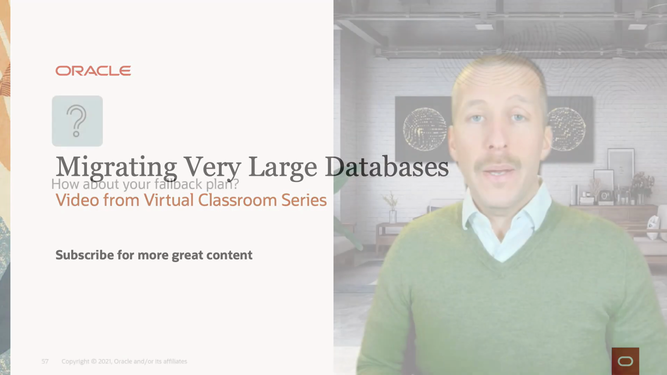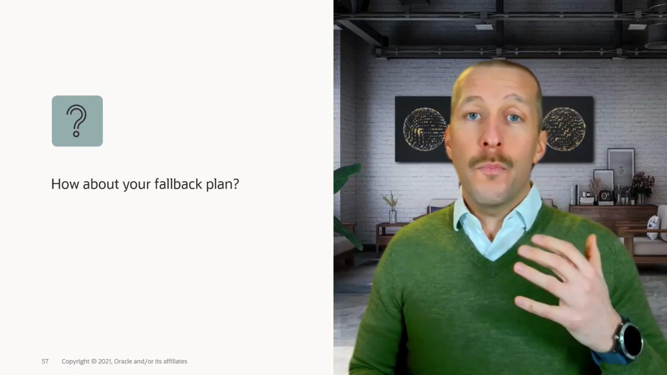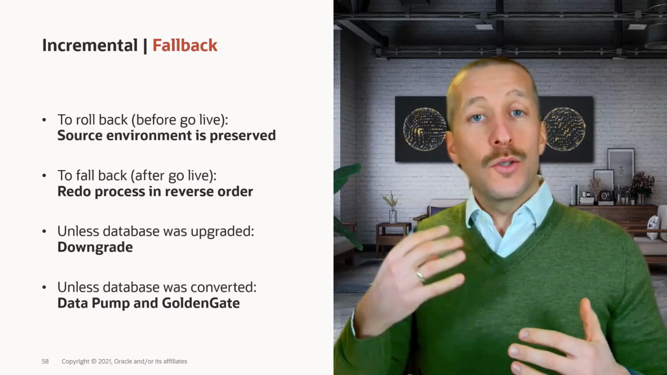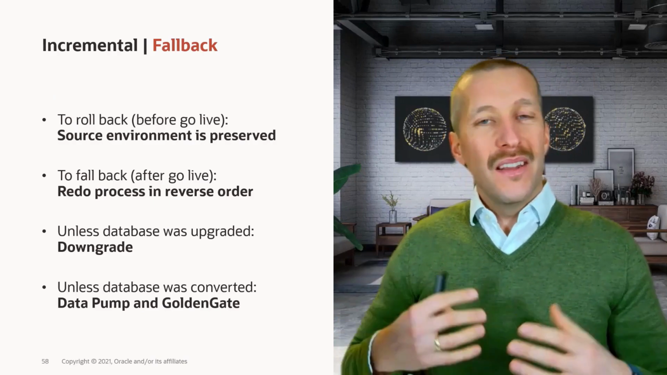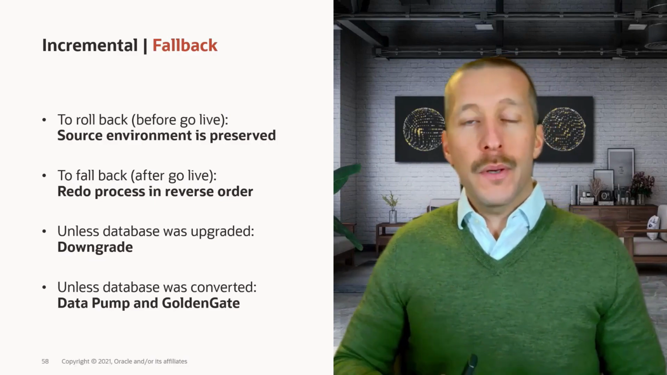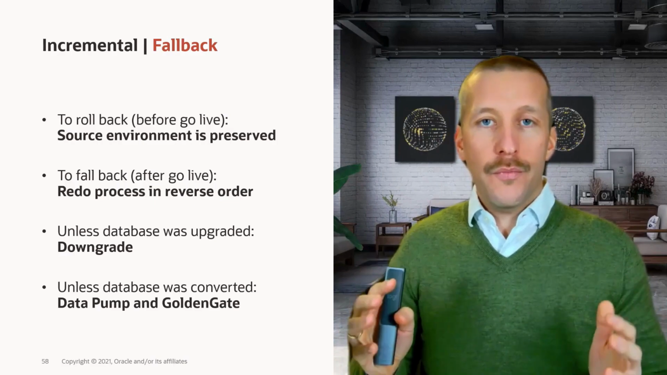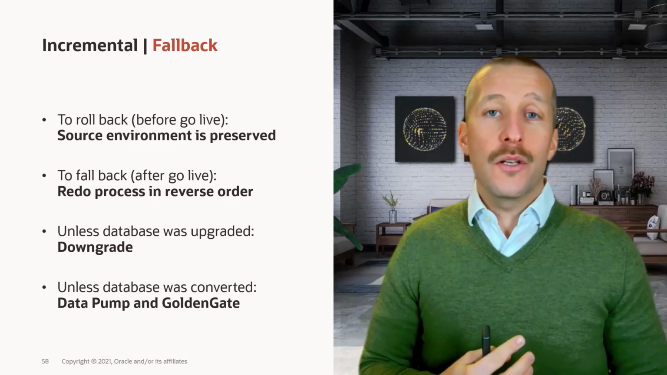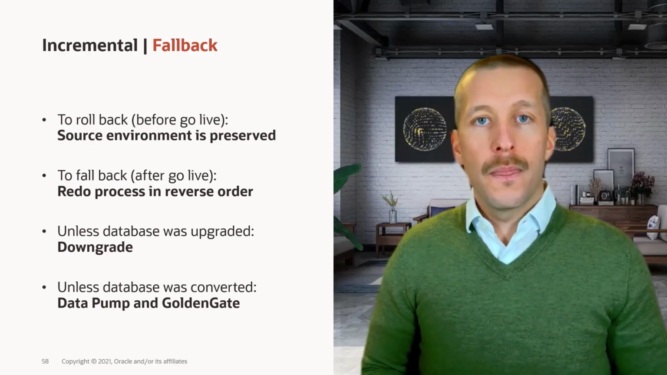Then what about the fallback plan? What if something happens during the migration and we need to go back? If you need to roll back, that is to go back to the source system before go live on the new system, that is very easy with this method because the source environment is completely untouched. We have left that preserved, so you can simply start it up again and the users can now connect to the source database while you figure out what the problem is.